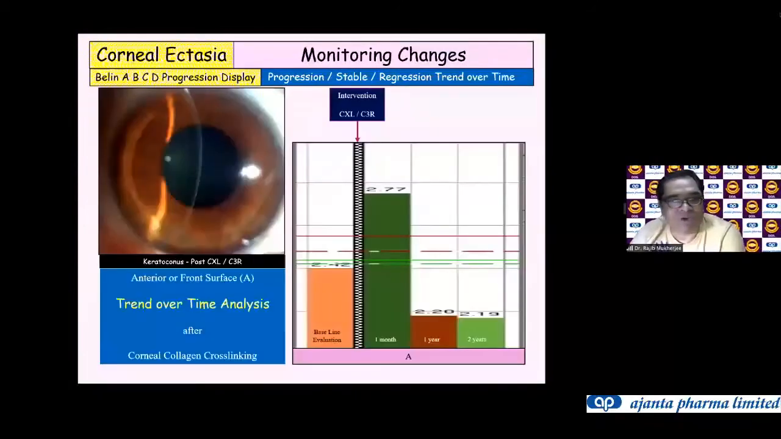If you want to follow this trend, I am showing you an A value done over 2 years. This is the baseline evaluation of a case of keratoconus, which shows a value of 2.42. This hatched sign in between shows an intervention, which in this case on this particular date was corneal cross-linking. Then you see the A value after 1 month, after 1 year, and after 2 years. So you get a progressive trend over time for this particular cornea.